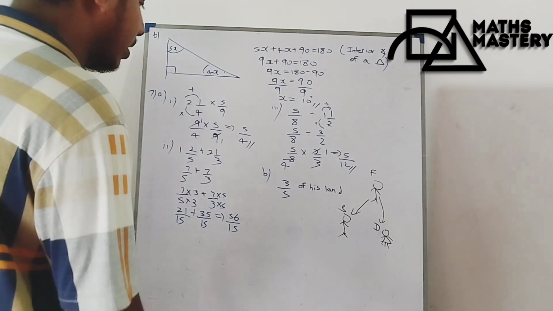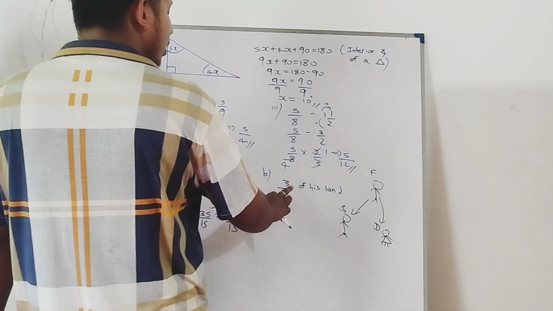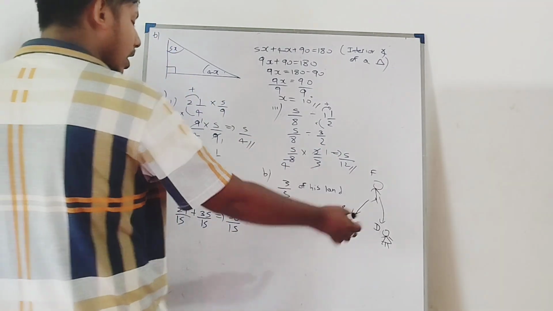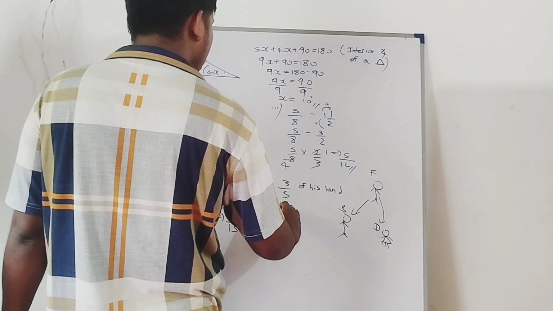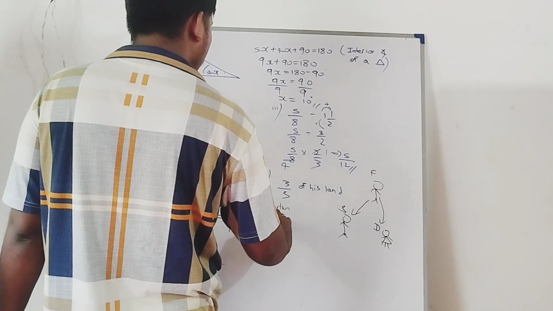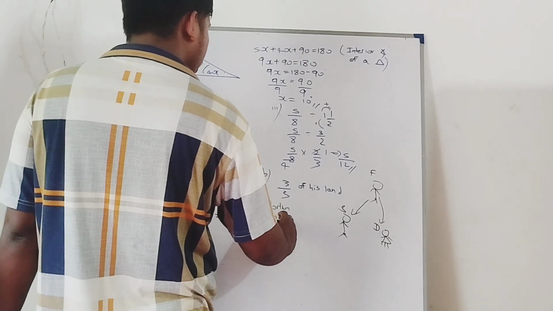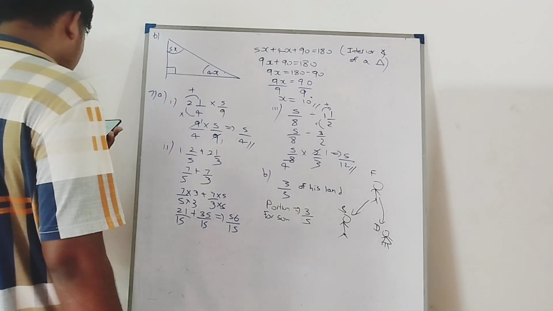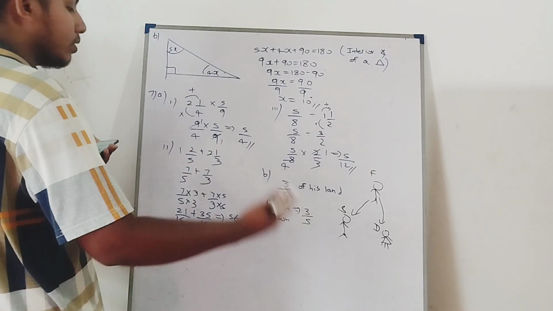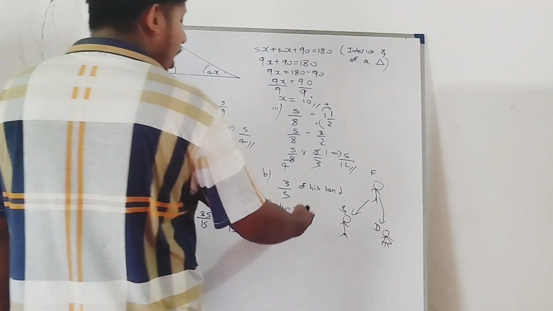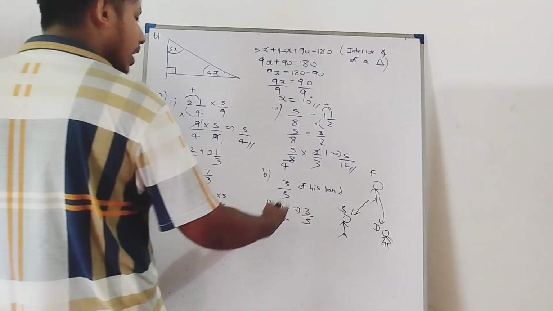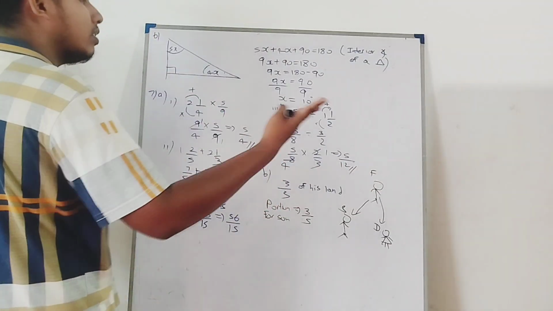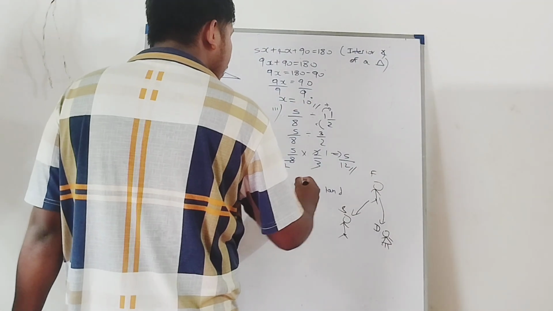It's a simple question, students. What you are going to do: first, 3/5 of his land is given to his son. Portion for son is equal to 3/5. That's all. So they are asking for the remainder that was given. If 3/5 is given, to find the remaining land given to the daughter, what are you going to do? Subtract 3/5 from 1. Why is it 1? Because this is 3/5 of his land.